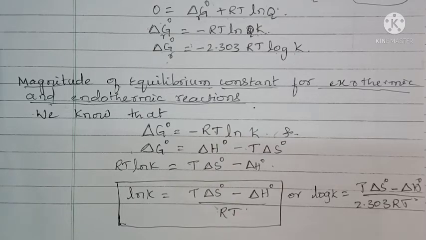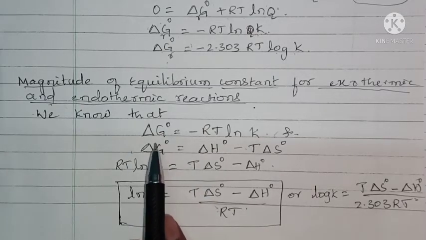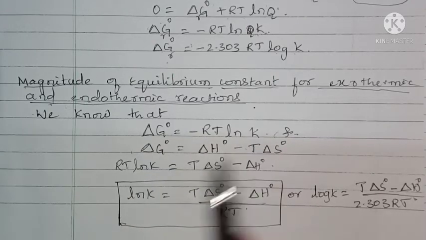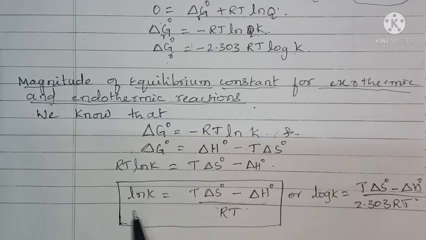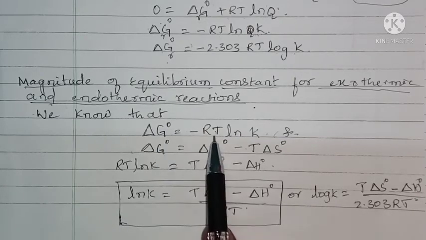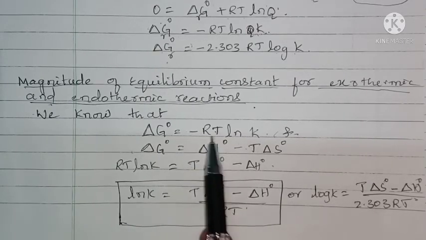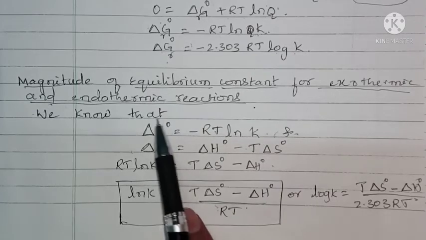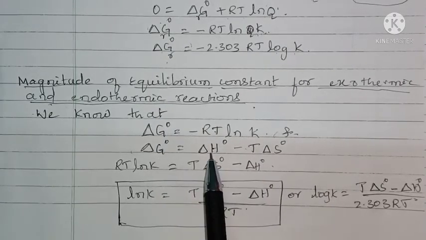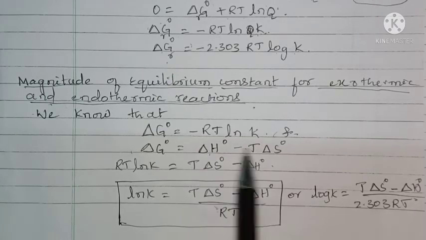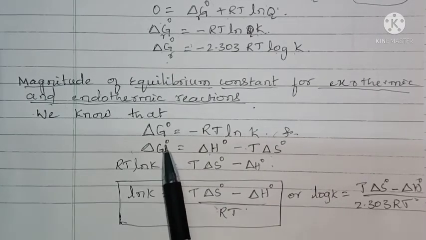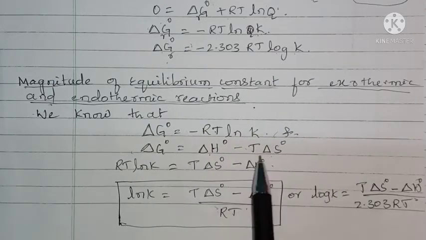What is the value of the equilibrium constant for exothermic and endothermic reactions? We know this formula, the relationship between standard free energy change and equilibrium constant. In two ways we can write it: delta G naught equals minus RT ln K, or delta G naught equals minus 2.303 RT log K. And the same delta G naught value can be related with the change in standard enthalpy and standard entropy. So delta G naught equals delta H naught minus T delta S naught.